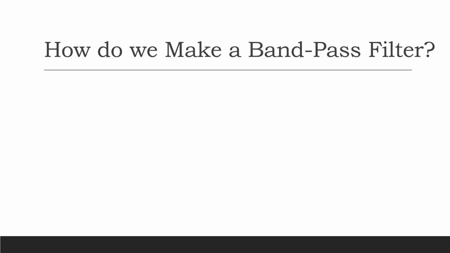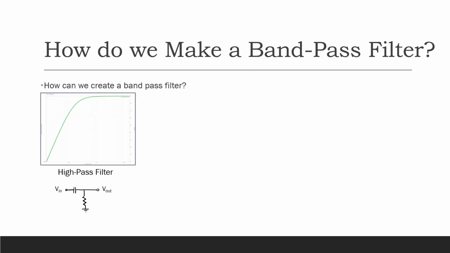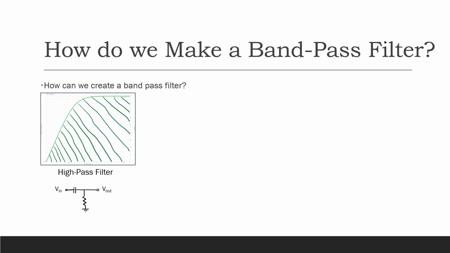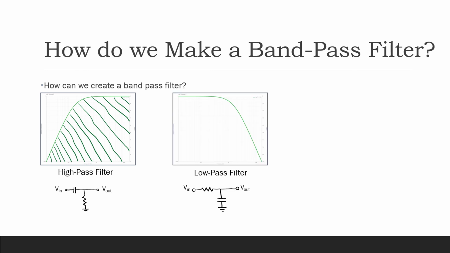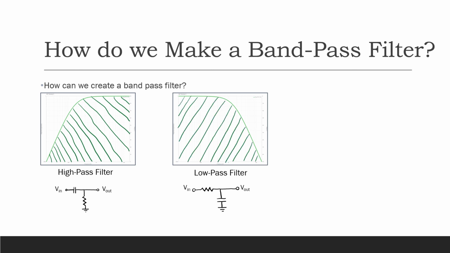Now that we know what bandpass filters are and what they're good for, let's talk about how we can actually make them. We're going to start with some building blocks that we're already familiar with. So we know how to make a high-pass filter, and we know that it allows the high frequencies to pass through, these frequencies there. We also know how to make a low-pass filter, and we know that that allows the low frequencies to go through.